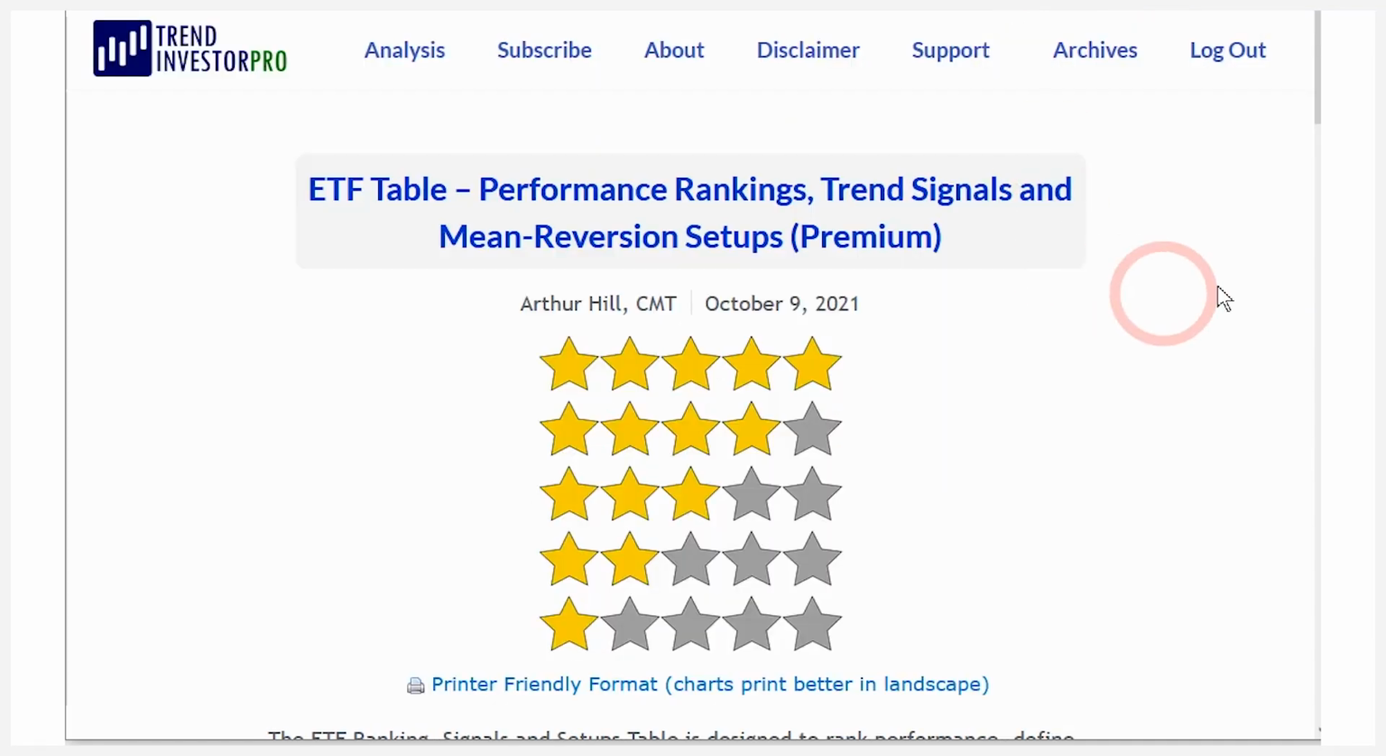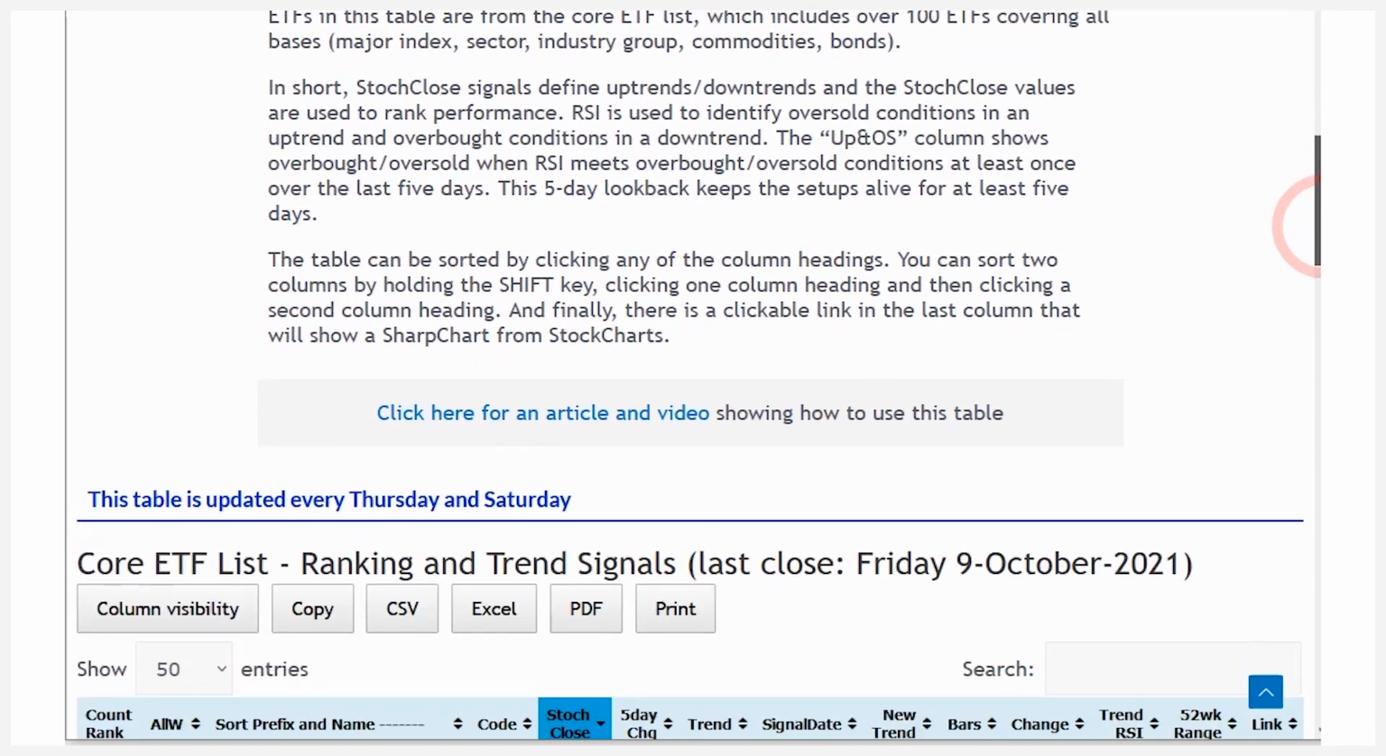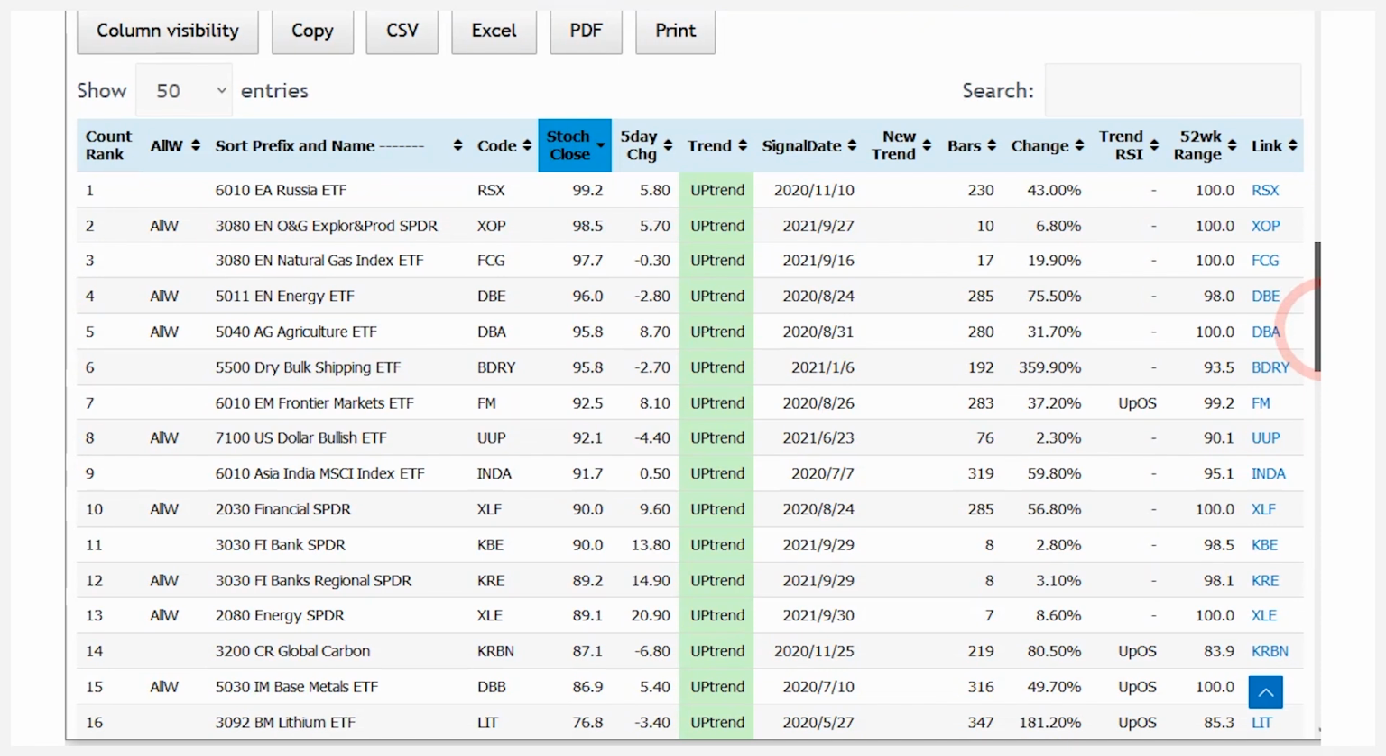If we look at the performance table where I'm ranking these ETFs by the Stoke Close indicator, we can see the leaders are associated with energy, Russia, oil and gas: XOP there, natural gas, FCG, DBE.